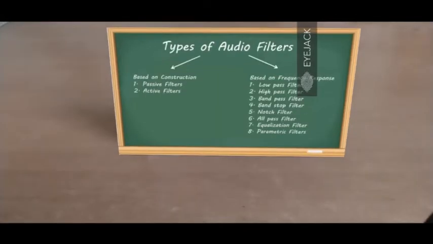Alright, let's look at types of audio filters. Well, they're categorized based on construction and based on frequency response. Based on construction, there are two types, just passive and active filters. Well, that is based on the components used, and based on frequency responses, they are classified into different types. In today's video, we'll discuss in detail about passive and active filters, but in the future, I'll make different videos on each of these filters as there are lots of details associated with these filters.